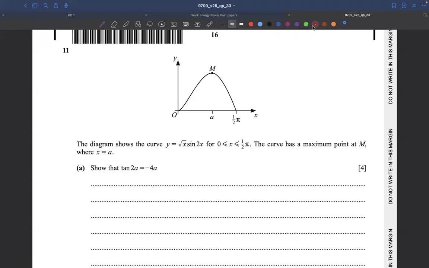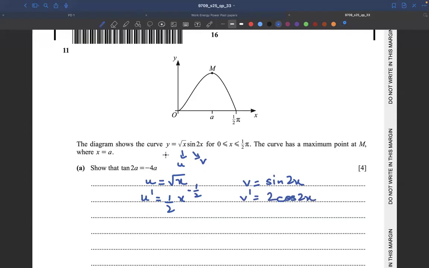Now, as it has a maximum point at M, what we can do in this question is first find dy by dx and put it equal to 0. So we'll take this as u and this as v. As u is root x, or x power half, u dash would be half x to the power of minus half, and v is sine of 2x. So v dash would be, the derivative of sine is cos 2x and the derivative of 2x is 2.